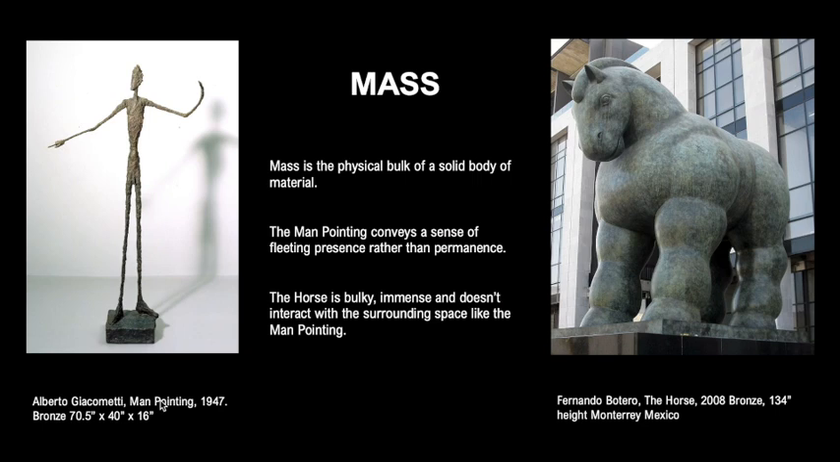The term mass. Mass is the physical bulk of a solid body of material. The Giacometti image on the left, the man pointing, conveys a sense of fleeting presence rather than permanence. He is interacting with the space. The horse, on the other hand, Botero's horse sculpture on the right, is bulky and immense, and it doesn't interact with the surrounding space like the man pointing for sure.